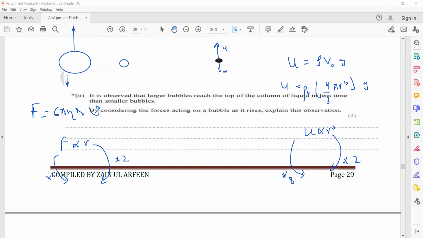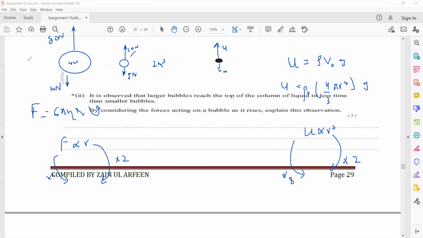If I use values, for example, this one is 2 meter cube and this one is 4 meter cube. If the 2 meter cube was experiencing an upthrust of 10 Newton and the viscous drag was 5 Newton, what happens when we double the size? The upthrust will increase by a factor of 8, so first it was 10 Newton, now it will be 80 Newton. But the drag force only increased by the same factor as the size. So it was 5, it becomes 10.